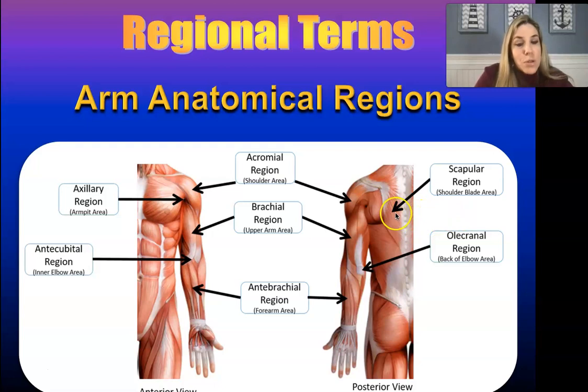Flipping the person over, so we're looking at the back side of the arm. Of course, we've already talked about the scapular region up here, but on the arm, the elbow area is called the olecranon region. And that's because there's a part of a bone there called the olecranon, which is your elbow. So the olecranon region is going to be the elbow area.